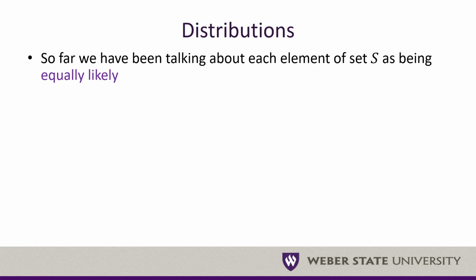But if everything is equally likely, what we call that is a uniform distribution. In other words, everything is uniformly probable. It's the same. So that would be a uniform distribution. Have you ever heard of any other kind of probability?